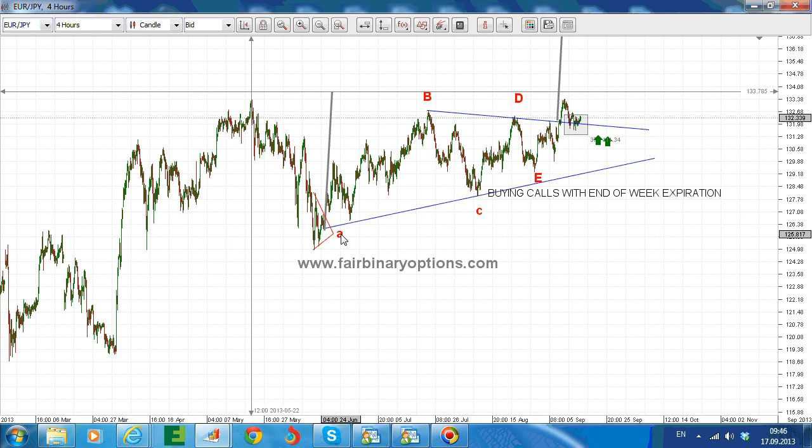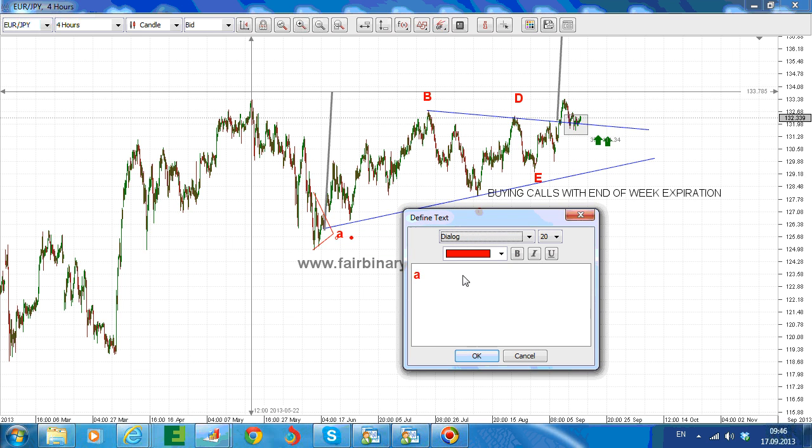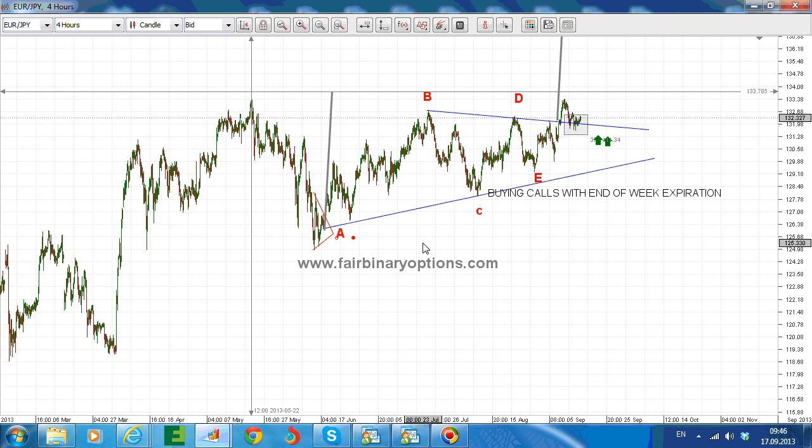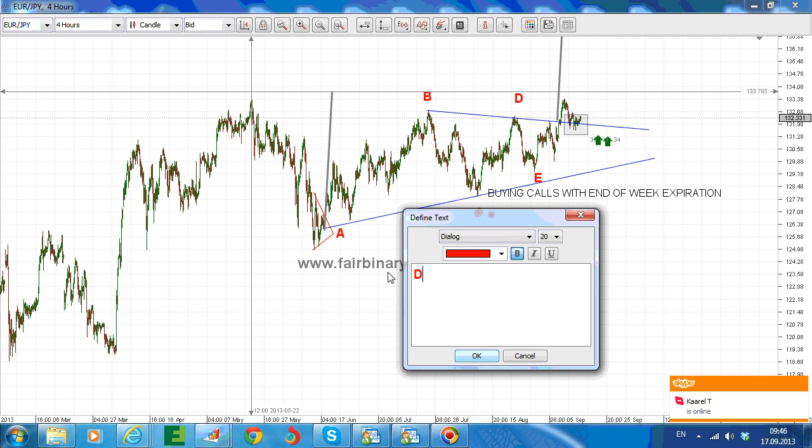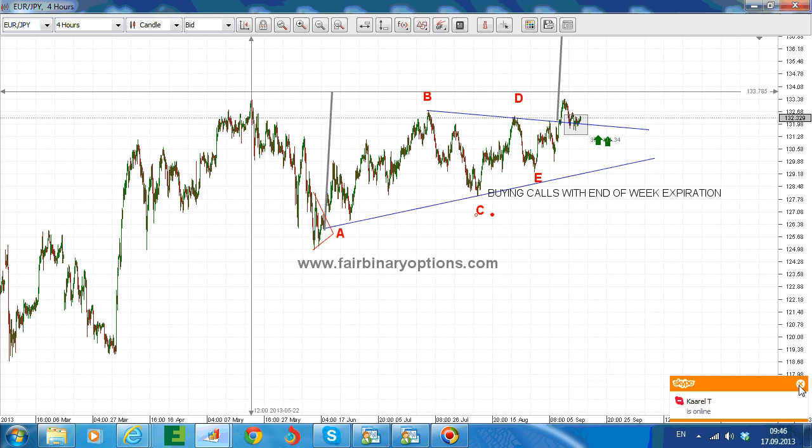So that makes the case that we are having here a possible A wave of a higher degree, A, B, and this one should be bigger as well. So A, B, C, D, E, and there you go. This is your contracting triangle.